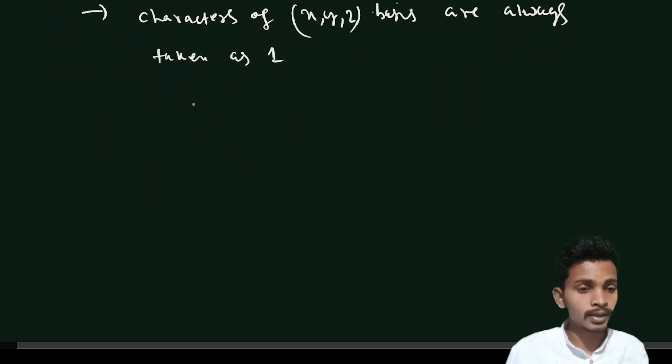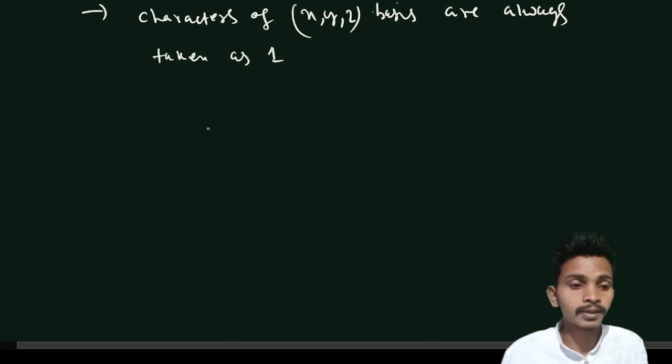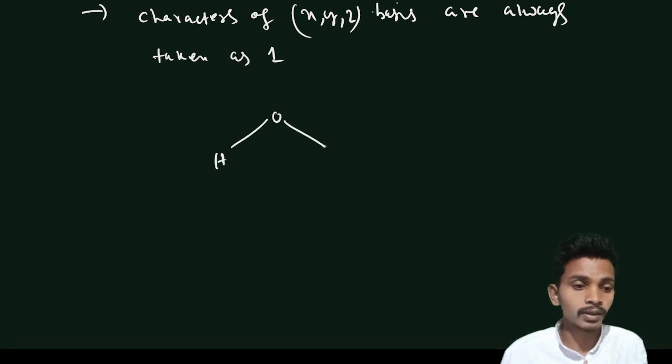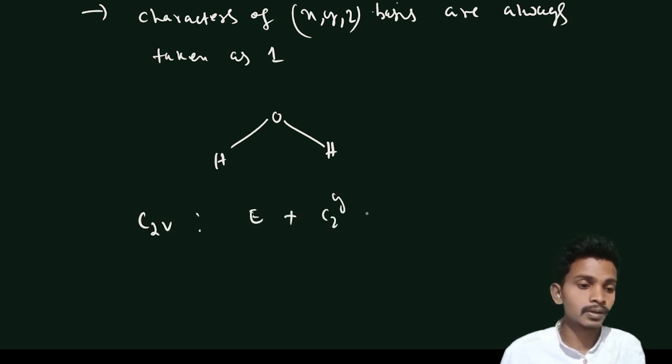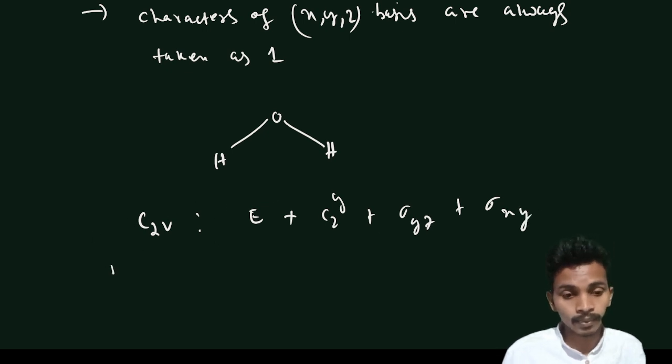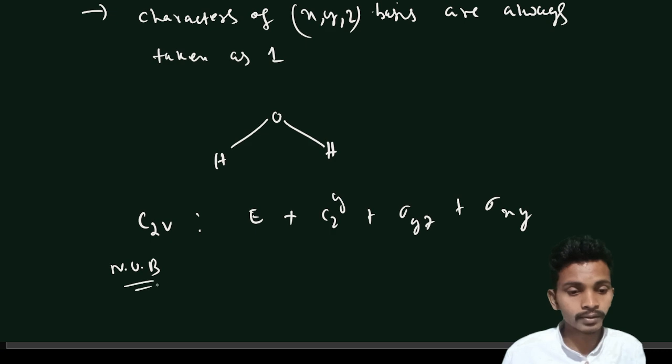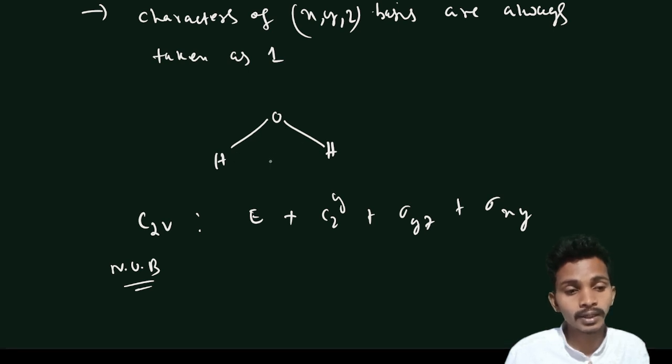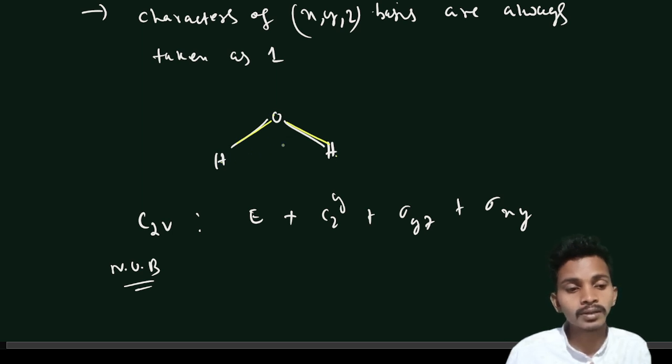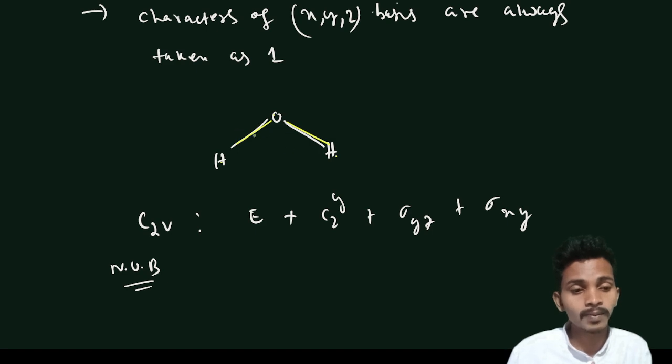So let us take an example, then we will understand. Let's say I will take first the water molecule, water. The point group is C2v, that is E plus C2 plus sigma XZ plus sigma YZ. So the number of unshifted bonds. If I apply E, then the number of unshifted bonds: here this is the bonds, this is the atoms. For E nothing will shift, so the number of unshifted bonds is 2, 2 bonds are there, so this will be 2.